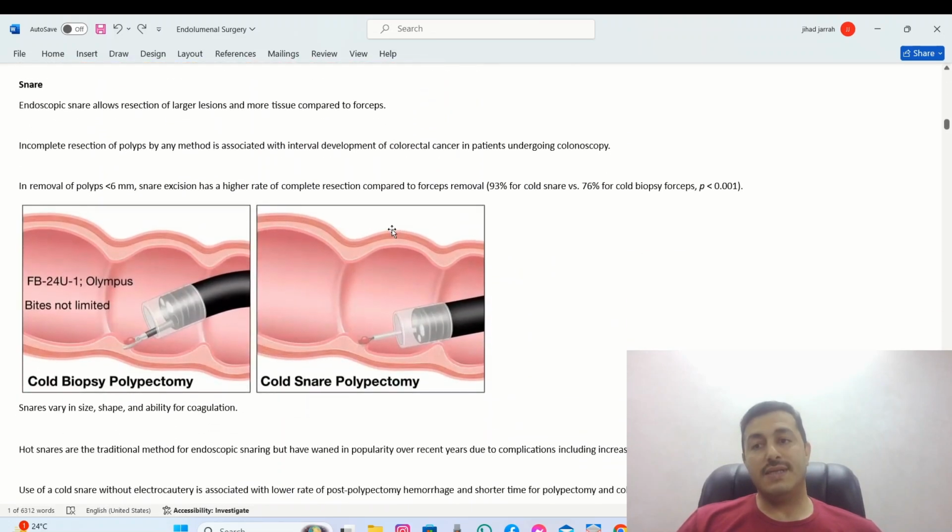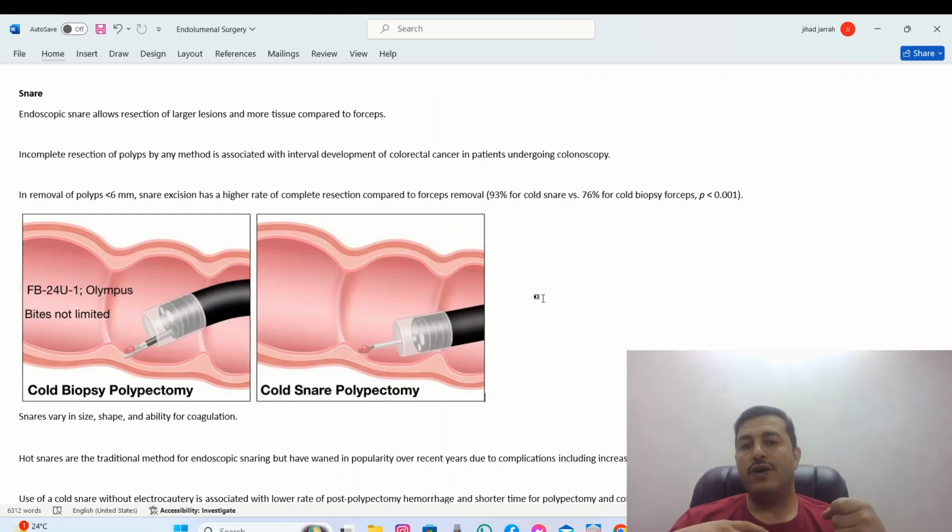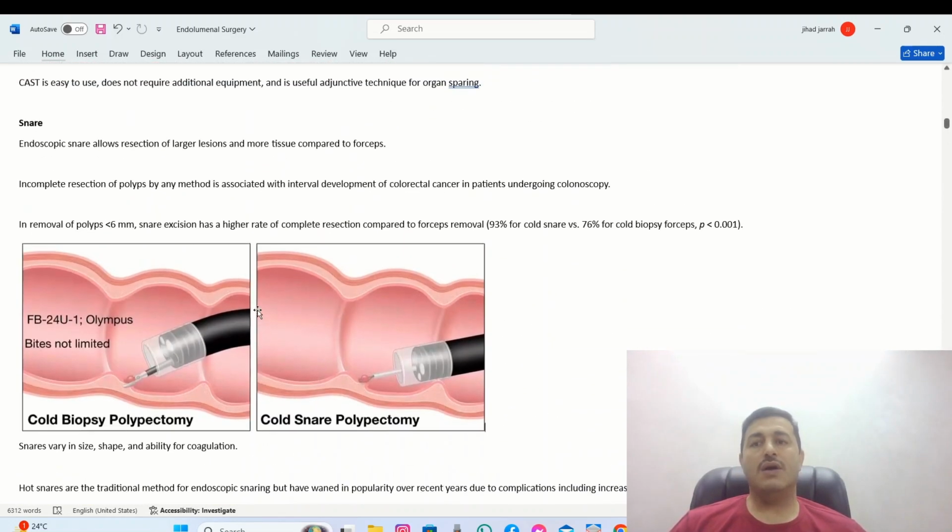Okay, let's move to snare. Snare or snares, actually it's using a wire to remove the lesion. As you see here, this is a snare. Also, we have cold snare and hot snare, the same principle. Hot snares use electrocoagulation for removal, whereas cold snares use only the wire to remove the lesion. When we want to compare snares to forceps, which we already talked about, snares are better in that we can take larger, more tissue.